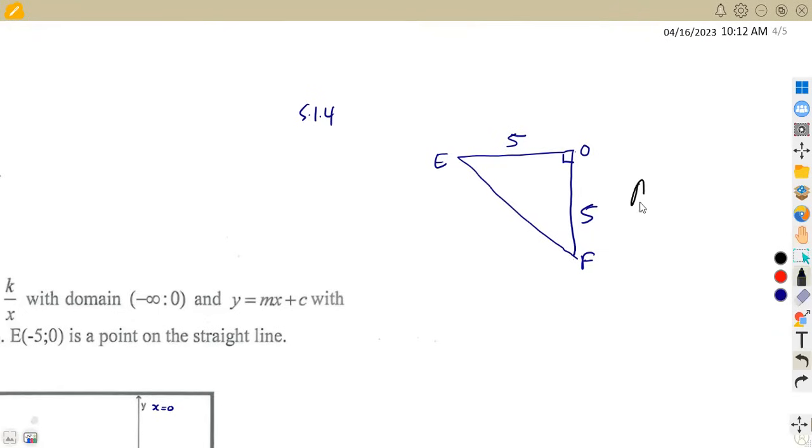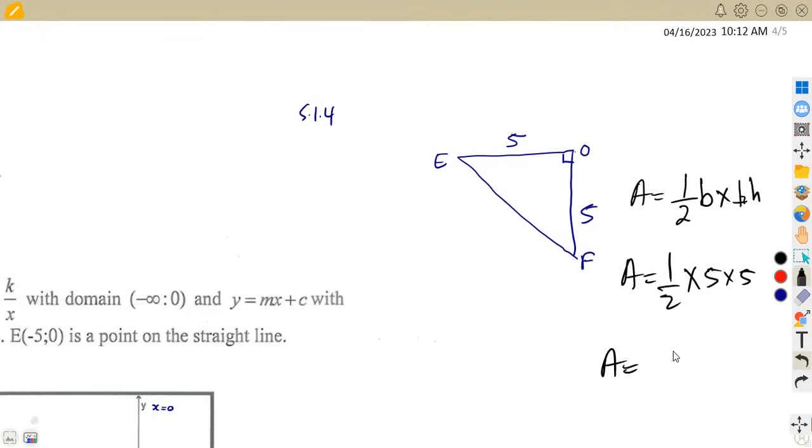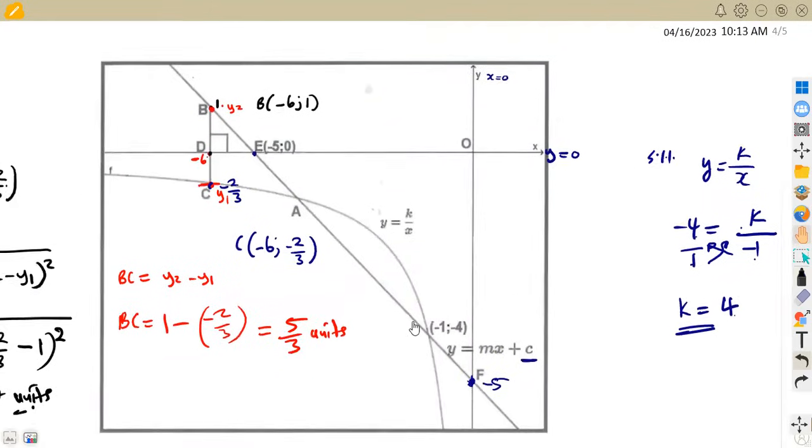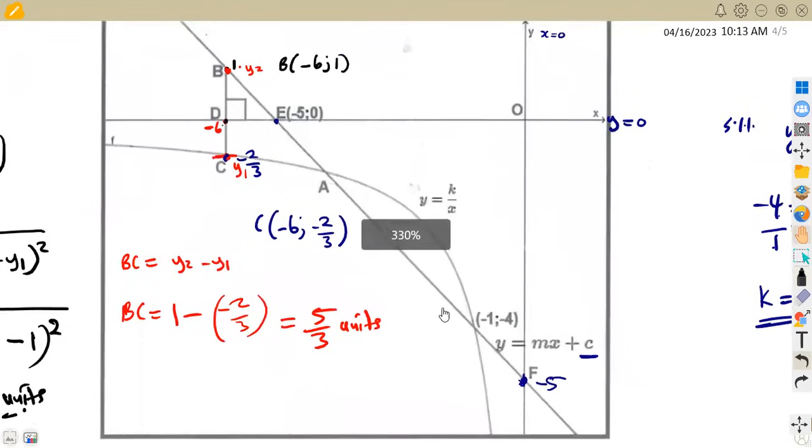Since it is a right angled triangle, your area is going to be half times base times perpendicular height. So our area is half times the base, any of these, 5 times 5. So we obtain 25 over 2, which is the same as 12,5 square units. These are not meters, just square units. This is how you were supposed to determine this area, guys. I just hope this one was direct. It's a matter of working with more questions, which can actually help a lot.